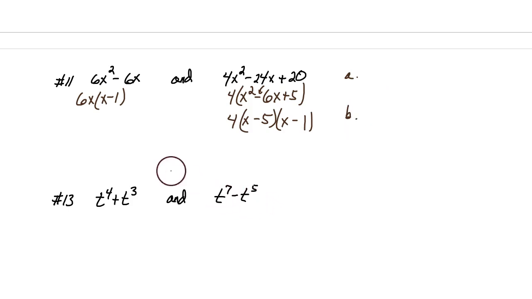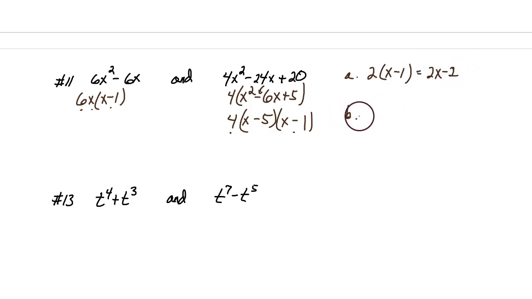Okay, our greatest common factor. What is the greatest number that's a factor of 6 and a factor of 4? The highest number you can think of that divides into 6 and into 4. It's 2. Is there an x common to both of them? No, there's not. Is there an x minus 1 common to both of them? Yes, there is. So our GCF is 2 times x minus 1. We can leave it like this or distribute.